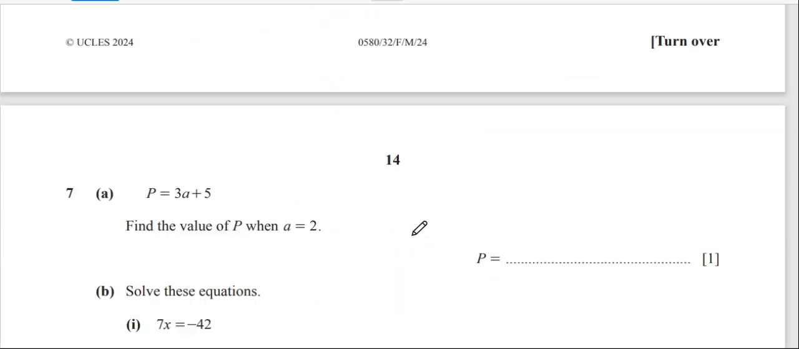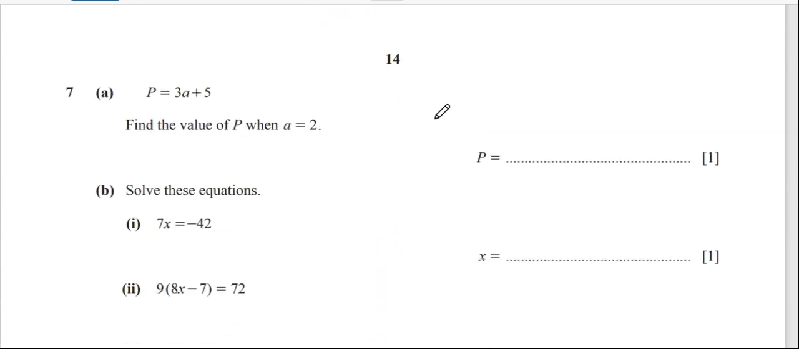We are given a little equation there, P equals 3a plus 5, and we are asked to find the value of P when a equals 2. So all we need to do is to put our value. So 3 into 2 plus 5. 3 into 2 is 6. 6 plus 5, that will give us 11.